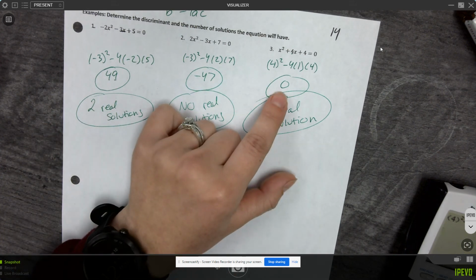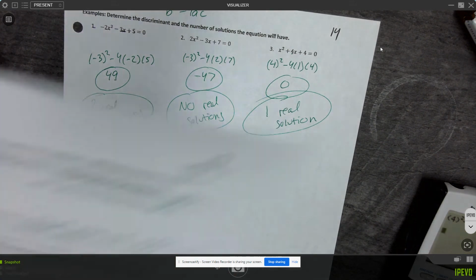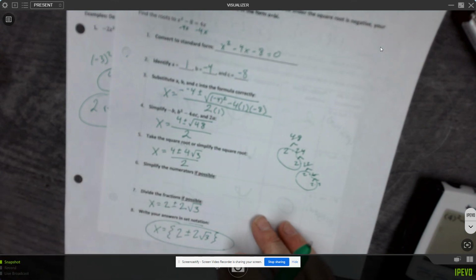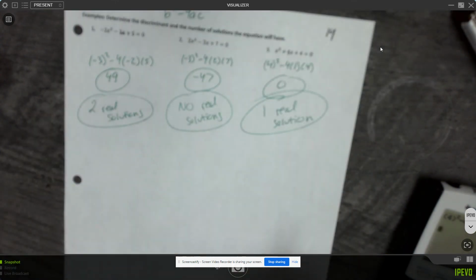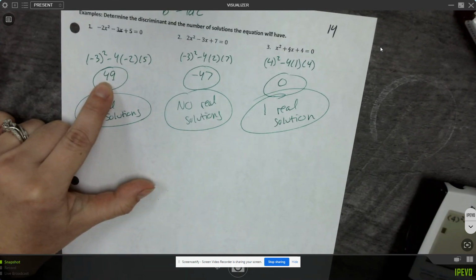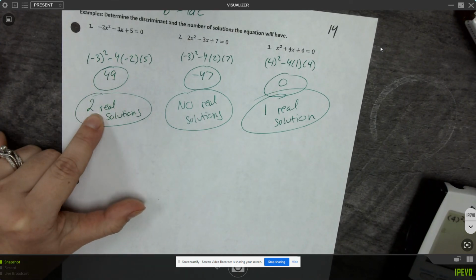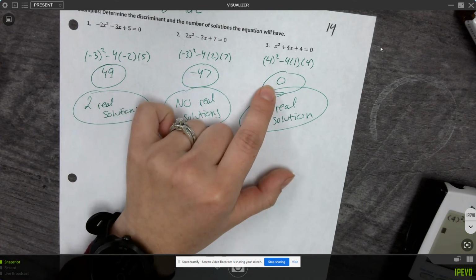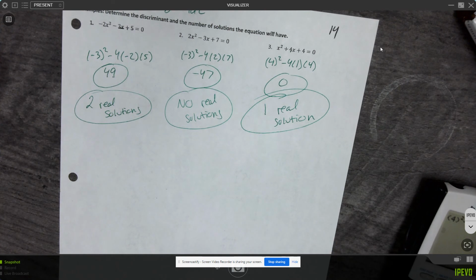Because when you take the square root of 0, and then you take something plus 0 and something minus 0, you're going to get the same answer. So if you have a positive number for your discriminant, you get 2 real solutions. A negative number, you get no real solutions. And if your discriminant is 0, you get 1 real solution.